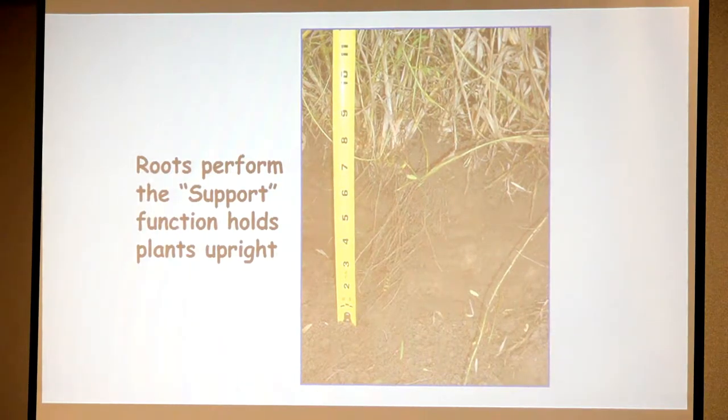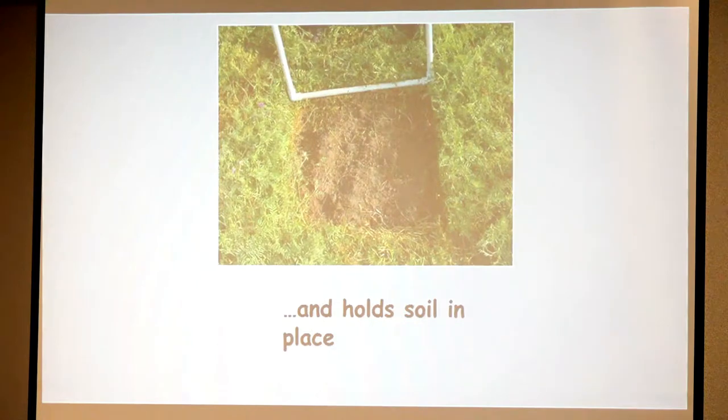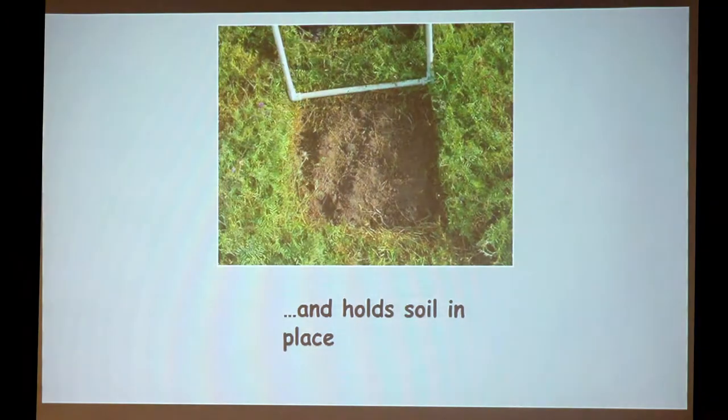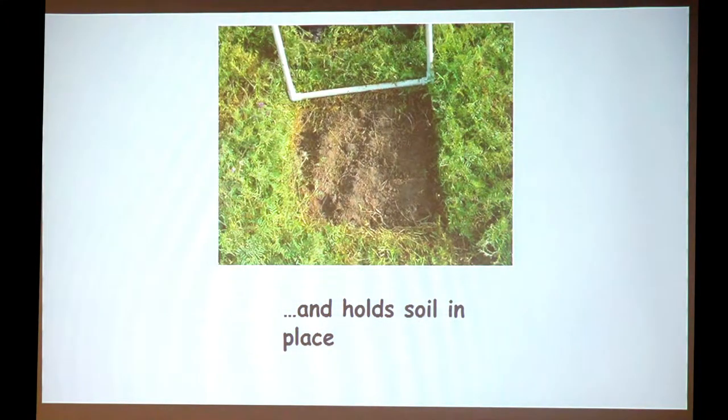So we're holding plants upright. Roots also help hold or maintain the integrity of soil. And on an ecosystem level, this is extraordinarily important. It stabilizes terrestrial ecosystems by helping to hold the soil together. And without the soil, you don't have plants, obviously. So it's what they call an ecosystem service function.